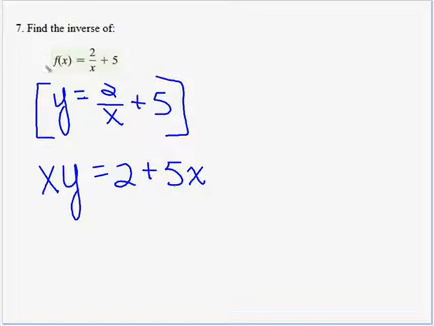Let's get, yeah, we'll get all our x's. Ooh, I forgot to switch my variables, didn't I? Ooh, naughty me. Back up.